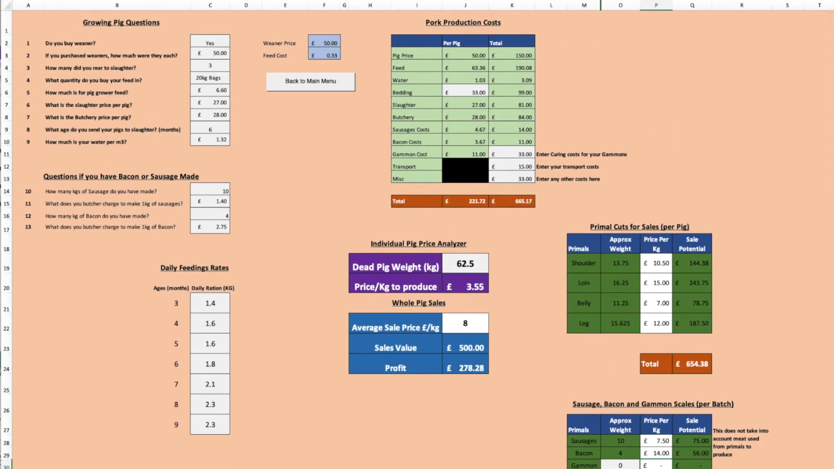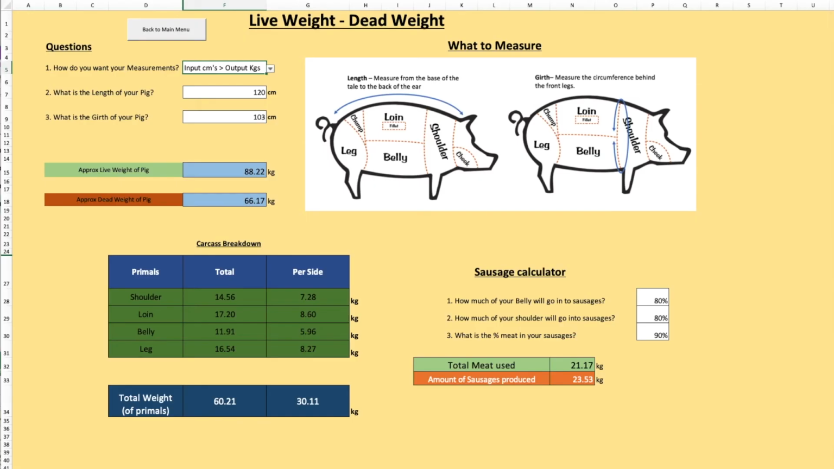Okay, the last tool is the live weight versus the dead weight, and this is all based on you using a tape measure or a piece of string to measure the length, which is from the base of the neck behind the ear right to the top of the tail is one measurement, and then the measurement around just under the shoulders of the leg around the belly there to give you a sort of a waist size.